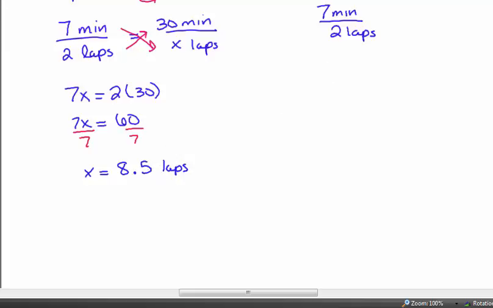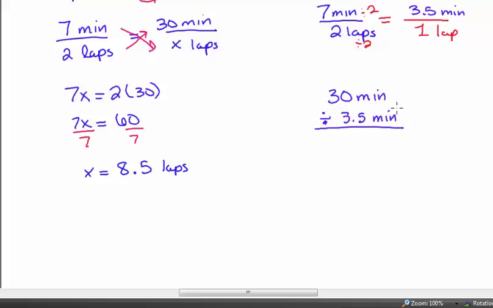Now, using a unit rate, again, I want my denominator to equal 1. So I have to divide by 2. So I get 3.5 minutes for every 1 lap. Okay, and we want to know how many laps she can walk in 30 minutes. So I have to take 30 minutes and divide it by 3.5 minutes. And that will give me the same 8.5 laps.